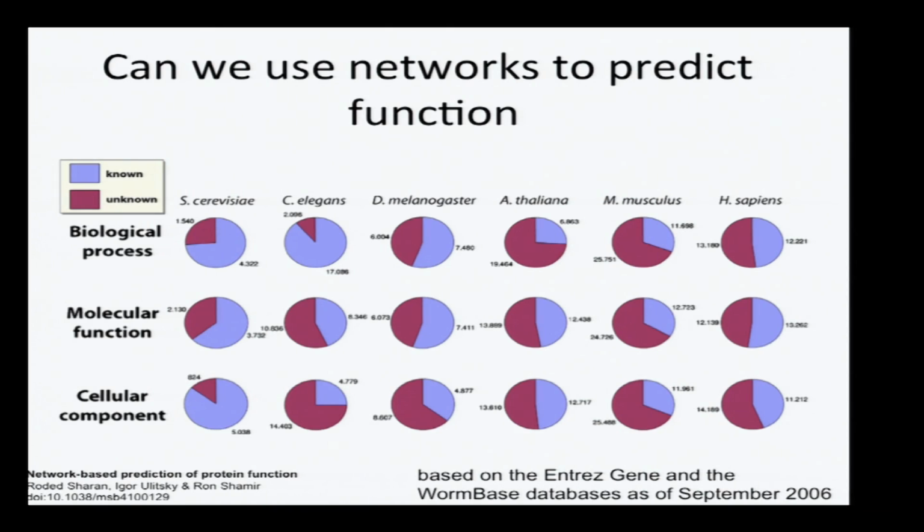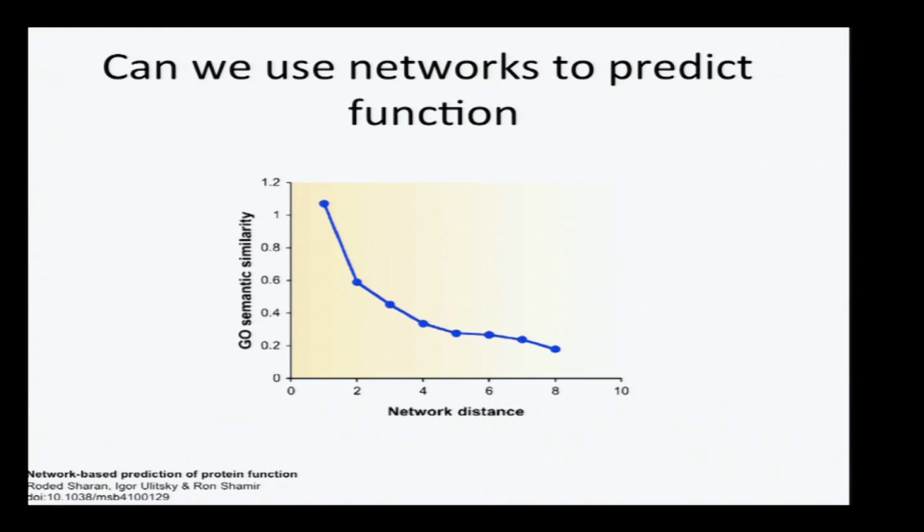So what if I use the structure of the network to infer that if some protein is close to another protein in this interaction network, it is likely to have similar function? And statistically, that's definitely true. So this graph shows, for things where we know the function, the semantic similarity on the y-axis and the distance in the network on the x-axis. Things that are close to each other in the network of interactions are also more likely to be similar in terms of function.